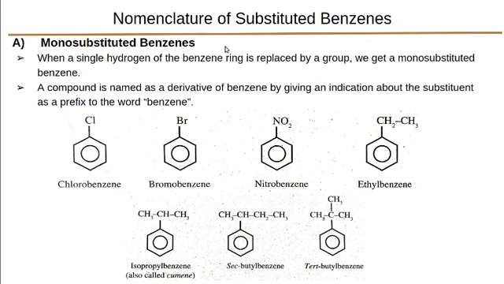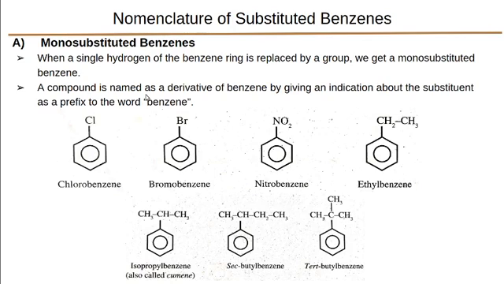Now let us see the nomenclature of substituted benzenes. First, let us discuss the naming of monosubstituted benzenes. When a single hydrogen of the benzene ring is replaced by a group, we get a monosubstituted benzene. So, in the case of chlorobenzene, from the benzene, a hydrogen is replaced by a chlorine atom, we will get chlorobenzene. So, this one is a monosubstituted benzene. Mono means one. This contains only one substituent.